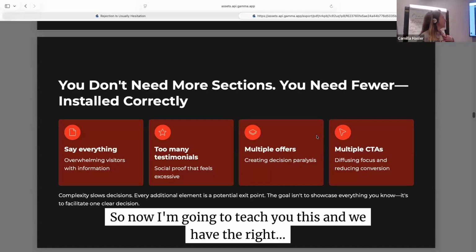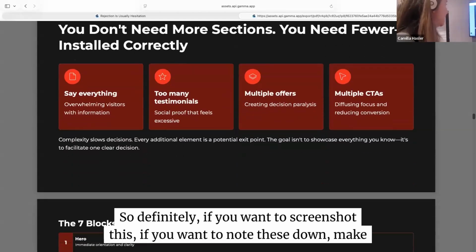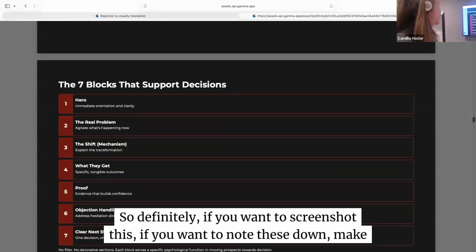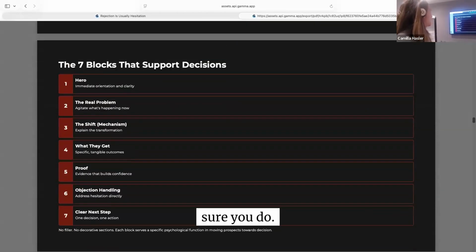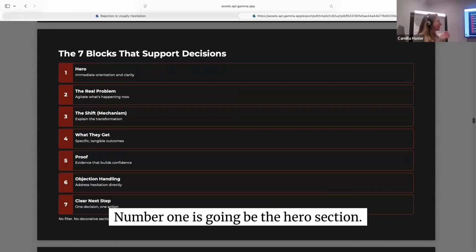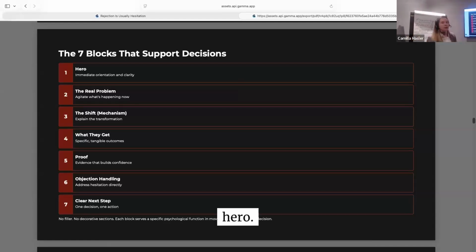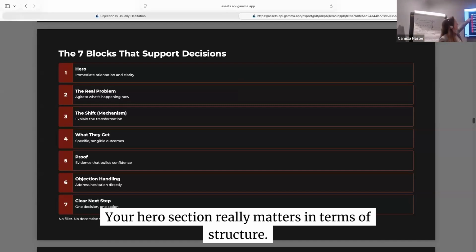So now I'm going to teach you this, and these are the key slides around landing pages. Definitely, if you want to screenshot this, if you want to note these down, make sure you do. There are 7 key blocks to your landing page, which are going to support decisions. Number one is the hero section. This is important because it indicates either your client is the hero or you are the hero. Your hero section really matters in terms of your structure.